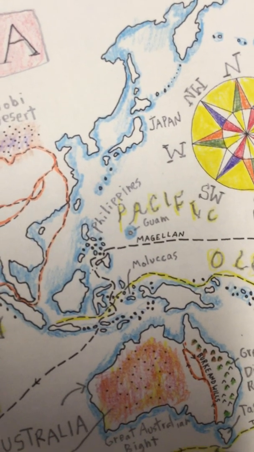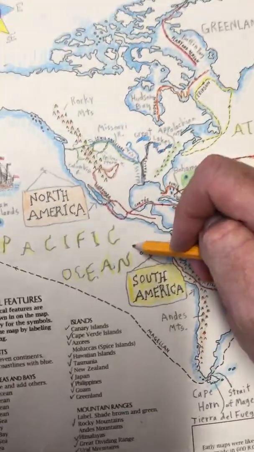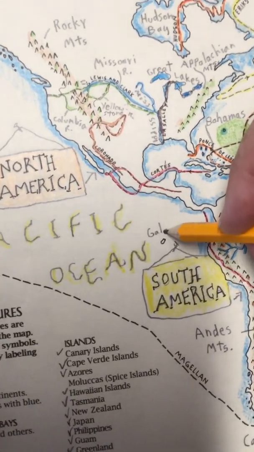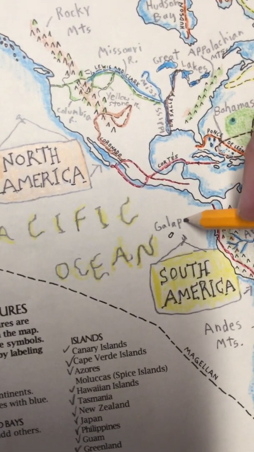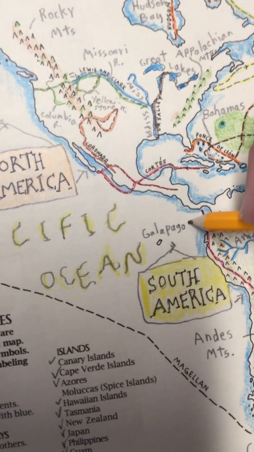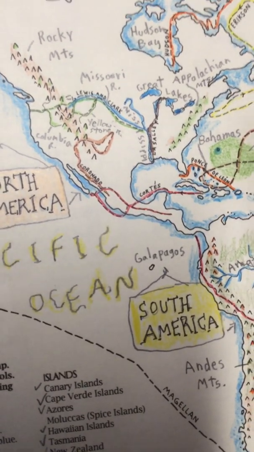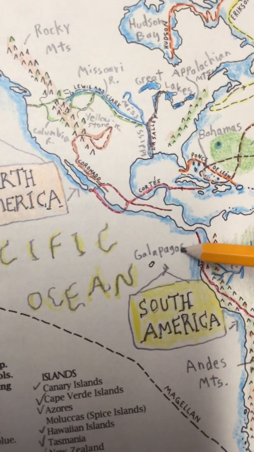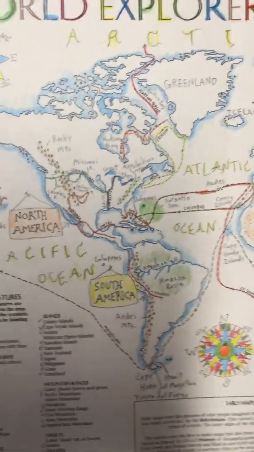Oh, that reminds me of another small set of islands, the Galapagos. I don't know if there were any major explorations there, but it's kind of a fun one to label because they've got so many animals out there. They're famous for those tortoises. Galapagos, G-A-L-A-P-A-G-O-S. So these are some little details.